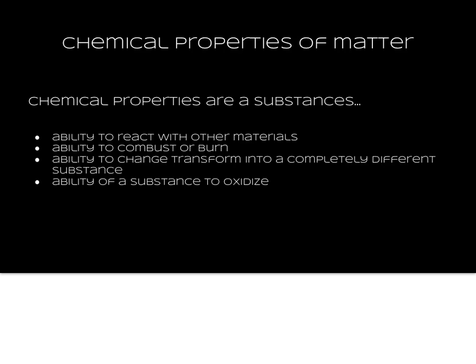Chemical properties are a little bit different than physical properties. A chemical property will always be referred to as a substance's ability to do something. When we're talking about chemical properties, we're talking about the property of the substance in terms of how it can react with other materials, how it can burn or combust, its ability to change or transform into something totally different than what it originally was, and its ability to oxidize. We'll talk more about these when we discuss chemical changes in matter.